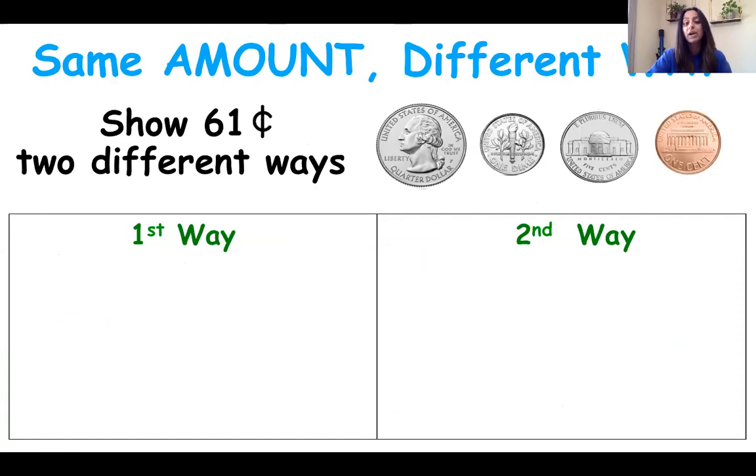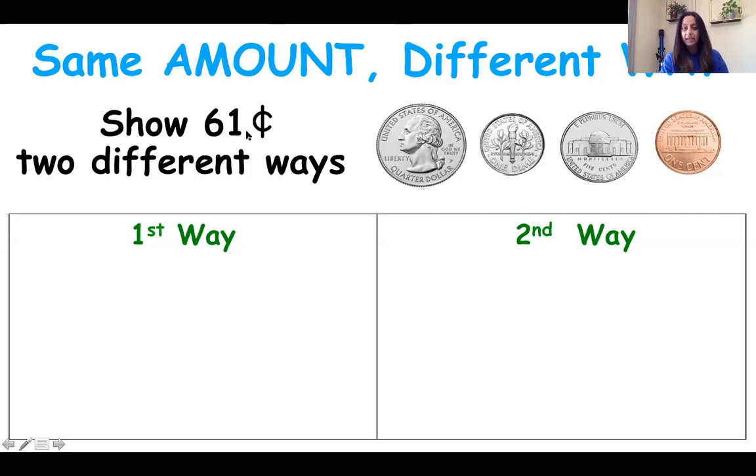Here, we're gonna try to show 61 cents 2 different ways. So the goal is to make 61 cents in 2 different ways. We'll show the first way here, and then we'll show the second way here. Here is our bank of coins. These are all the different coins that we have that we can use to make 61 cents.